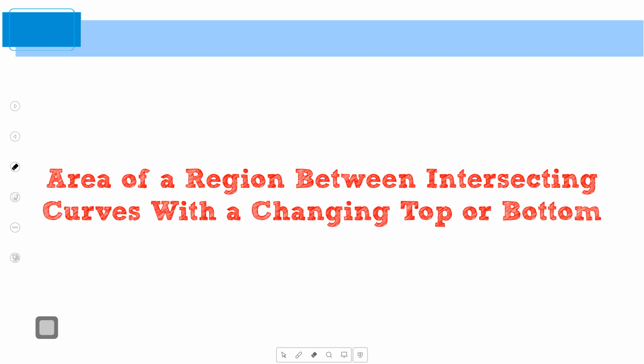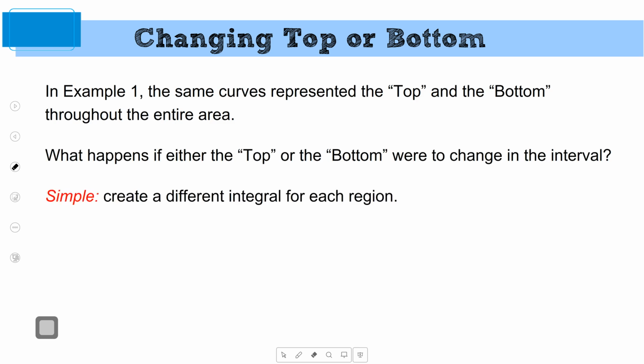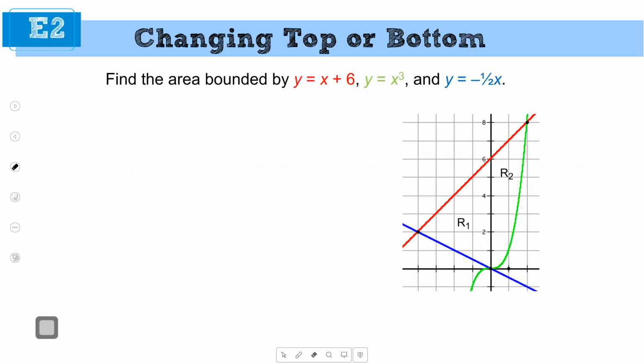What happens if the top and bottom change? So in this picture, the top and bottom never change. Throughout the entire region, the red function is on top. And during the entire region, the blue function is on the bottom. How do we handle it if it changes? Like, for instance, what if I'm trying to find that area, the area bounded by those 3 functions. Anytime the top or bottom changes, you have to create another integral.